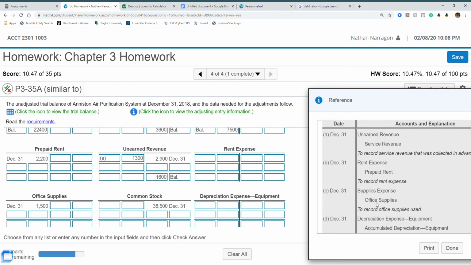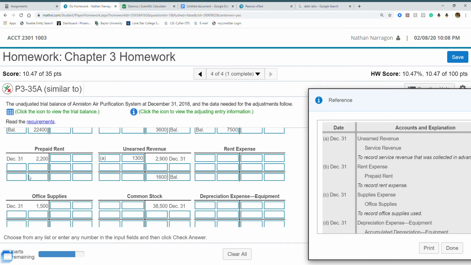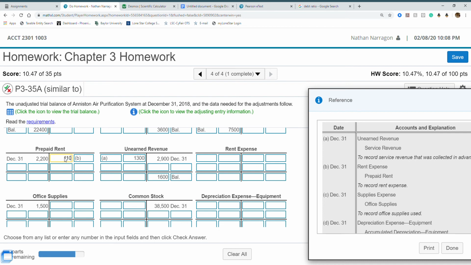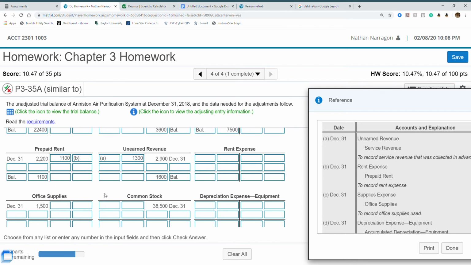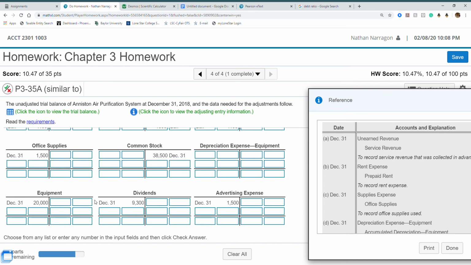Prepaid rent. Right now we're crediting. That was B. And of course that was half. So I should have a balance basically of half. That one's an easy one. Alright, rent expense. That's a debit. B, for 1,100. Balance 1,100. So again, all you're doing is posting.